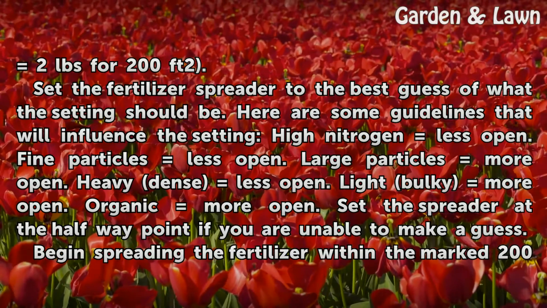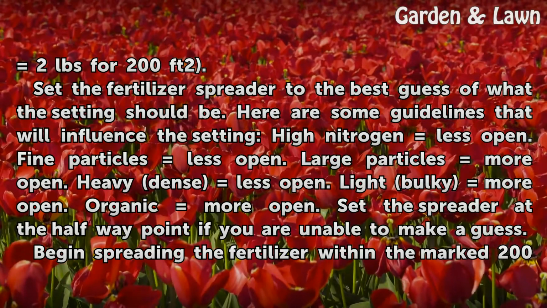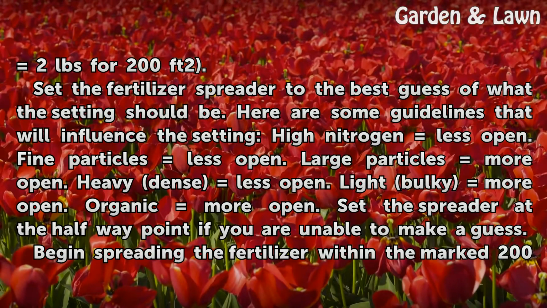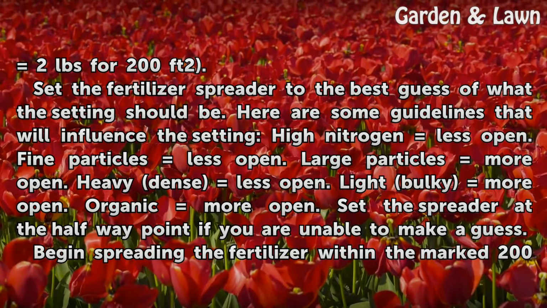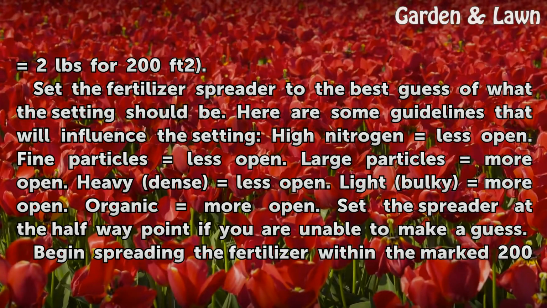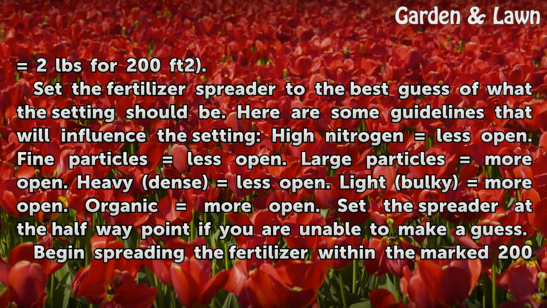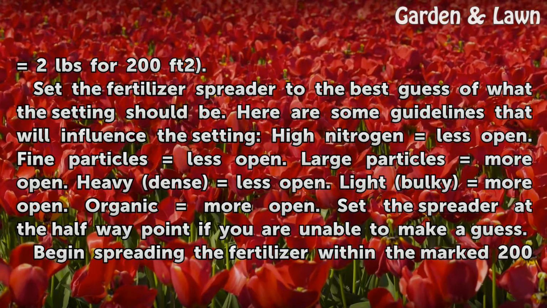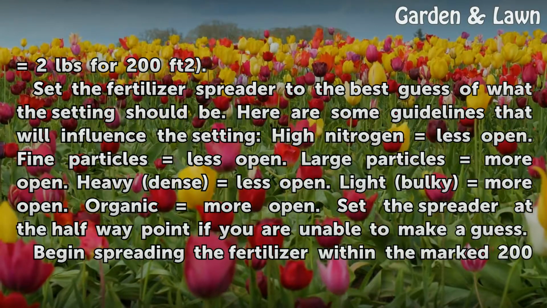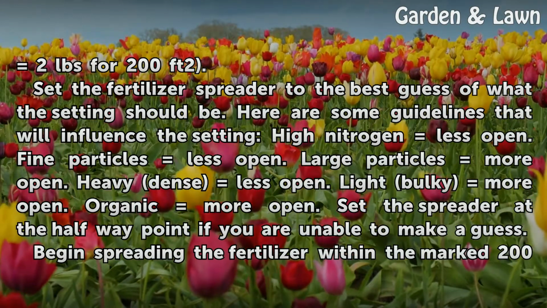Set the fertilizer spreader to the best guess of what the setting should be. Here are some guidelines that will influence the setting. High nitrogen equals less open. Fine particles equals less open. Large particles equals more open. Heavy dense equals less open. Light bulky equals more open. Organic equals more open. Set the spreader at the halfway point if you are unable to make a guess.